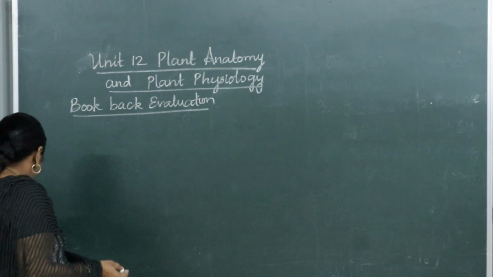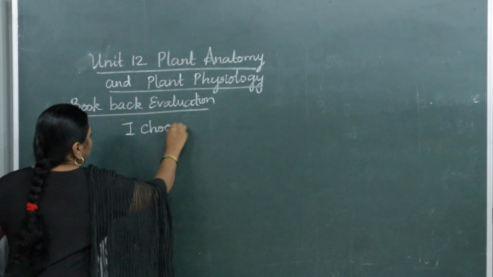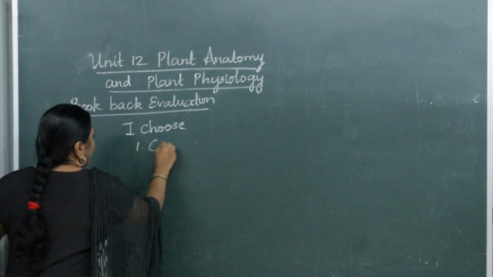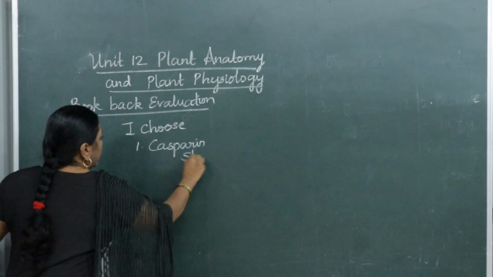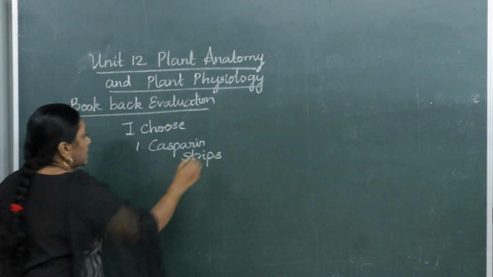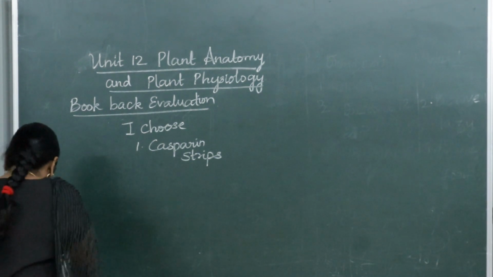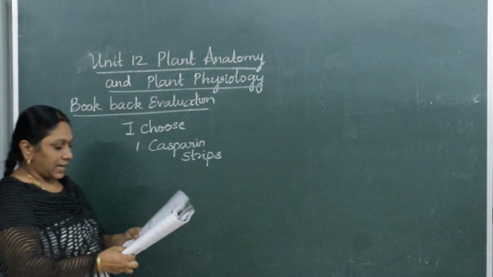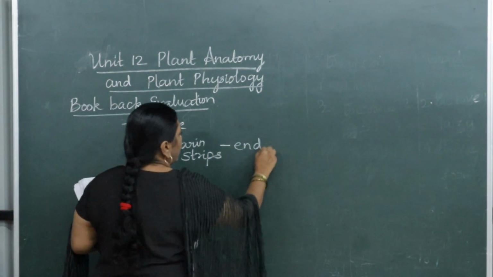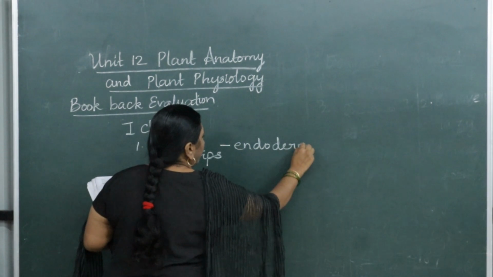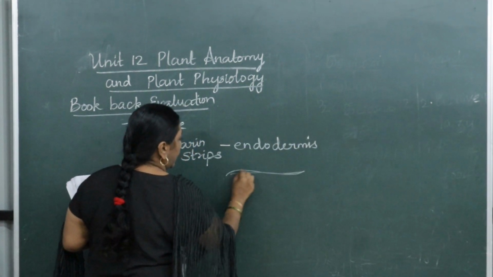Coming to choose, the first one. Choose the correct answer. Here they are asking, Casparian strips are thickenings found in, and the four options are cortex, pericycle, pith and endodermis. So these are the options. Casparian strips are always found in endodermis. You have to remember this one.